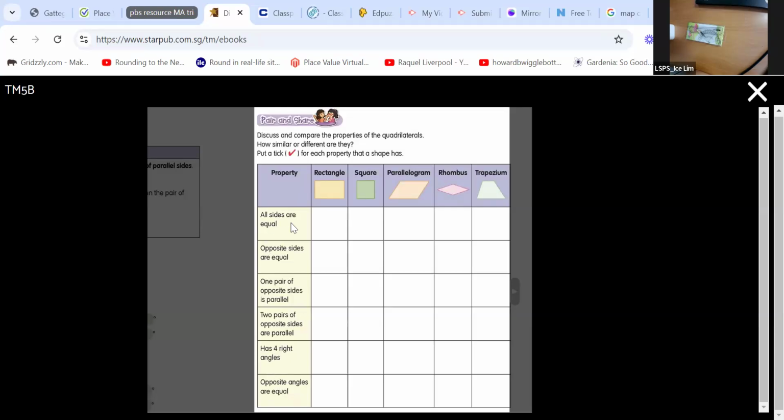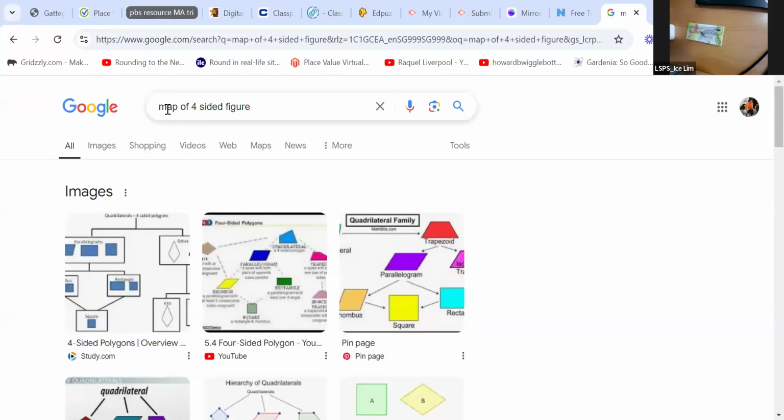And being able to identify correctly which shape has which property, and which shapes are similar, becomes very important from now to even when you're older. At secondary school maths, you still need to know these properties. And it gets more complicated in a way. Now, you might be able to find, by Googling, this keyword that I type in, called map of four-sided figure.